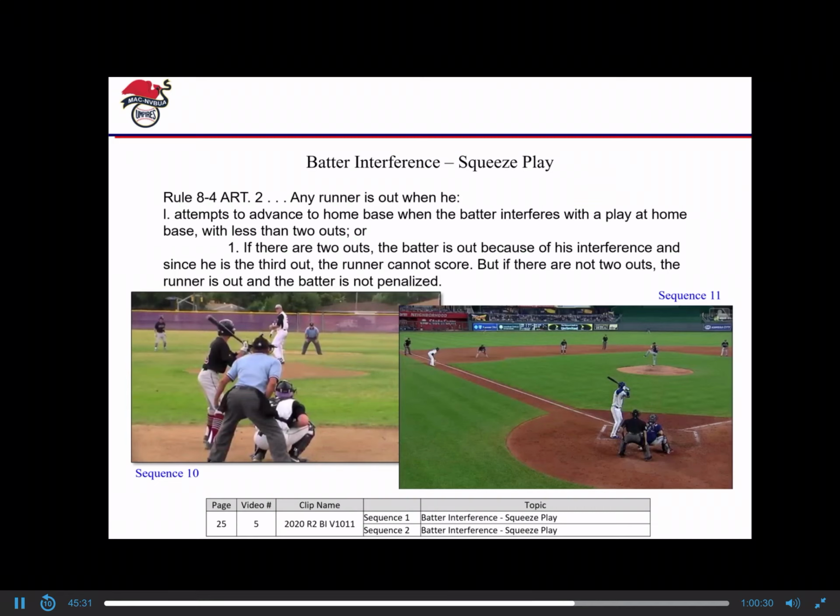On a squeeze play, we talked about this, so we now have some video examples as to what an interference might look like on a squeeze play. The runner is going to be declared out if we determine that the batter had interfered with the catcher's opportunity for a put out. Let's go ahead and take a look at these two examples.